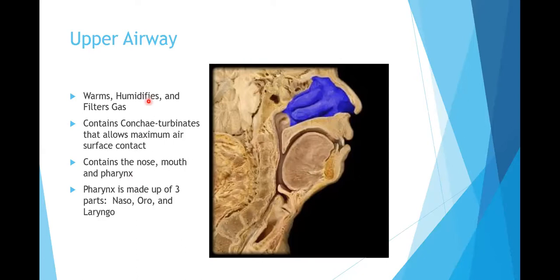Now, the upper airway consists of the nose, the mouth, and the pharynx. The pharynx is the back portion, right? That pharynx is broken down into 3 different parts: the nasopharynx, the oral pharynx, and the laryngopharynx. The pharynx is broken down into 3 parts: the nasopharynx, the oral pharynx, and the laryngopharynx.